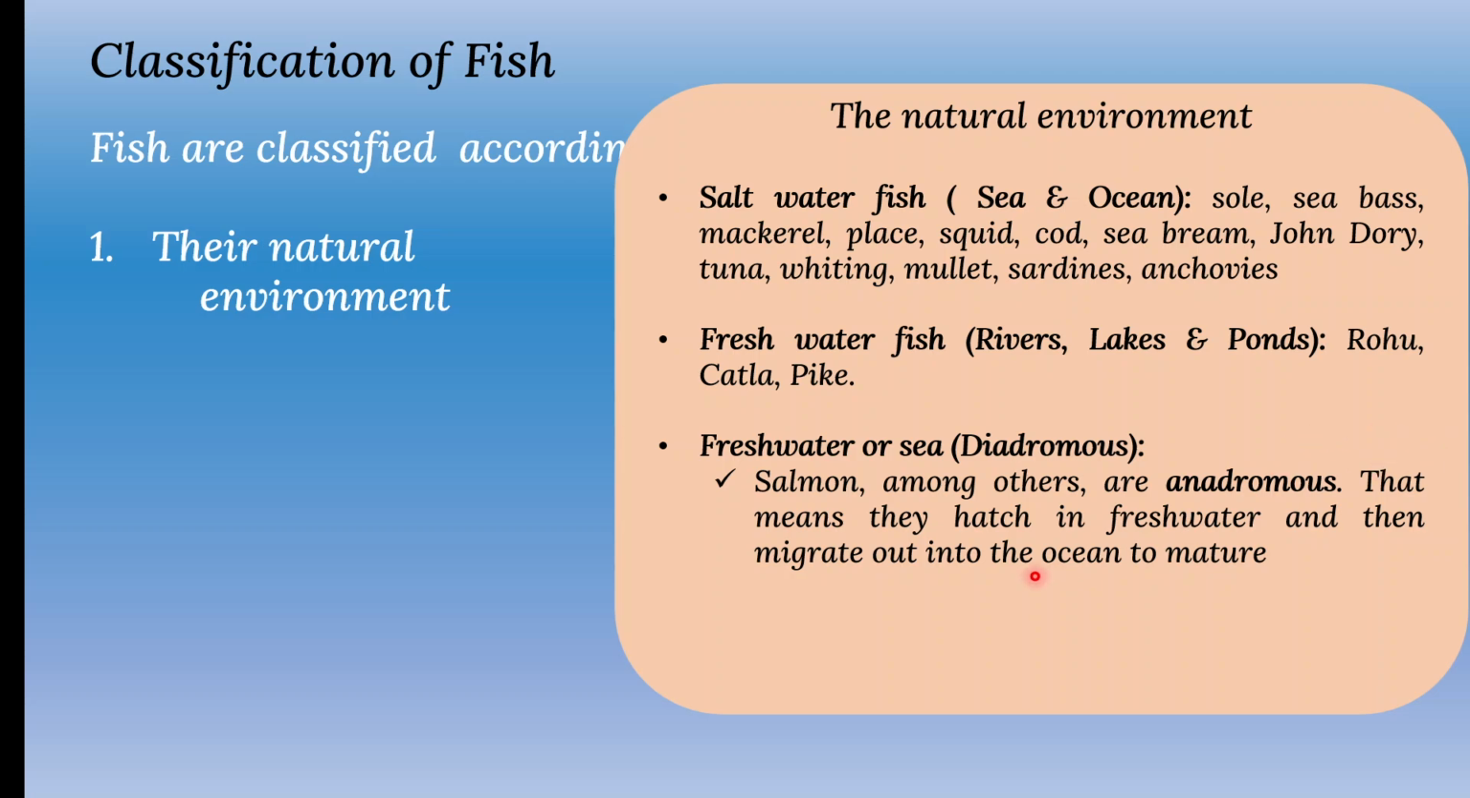Anadromous means they hatch in fresh water and then migrate out into the ocean to mature. You got my point? So salmon kind of fish, they are anadromous. They hatch in the fresh water and then they move to the ocean water for maturing. They migrate. Clear? They are known as anadromous.